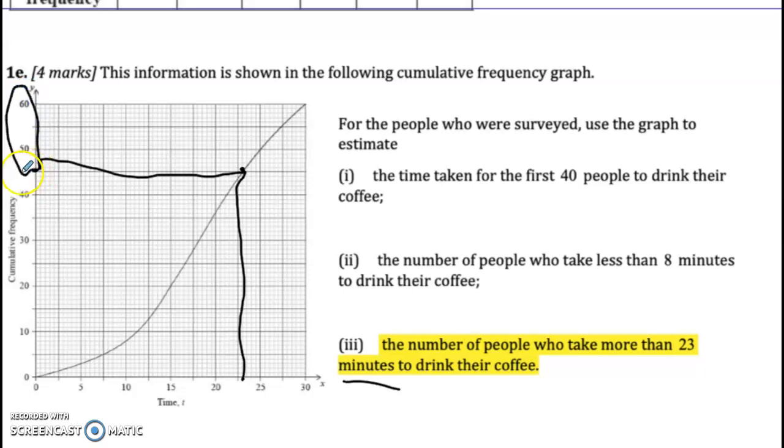And it looks like I hit at about 45, so 45 people actually are taking less than 23 minutes, and however many people it is from 45 up to 60 is how many take more. So that calculation should have been the total minus where you met that marker of 23 minutes. So it should have given you about 15 people, give or take.